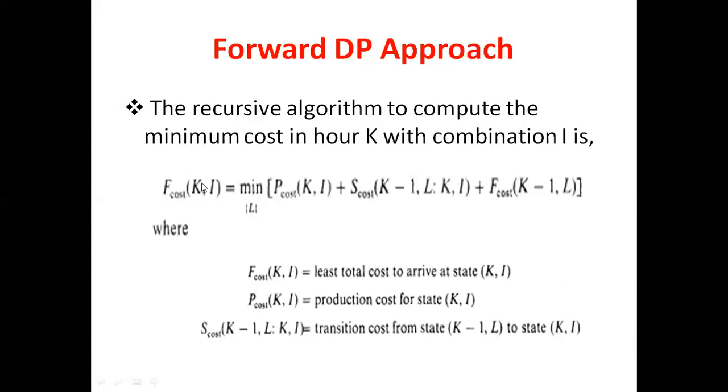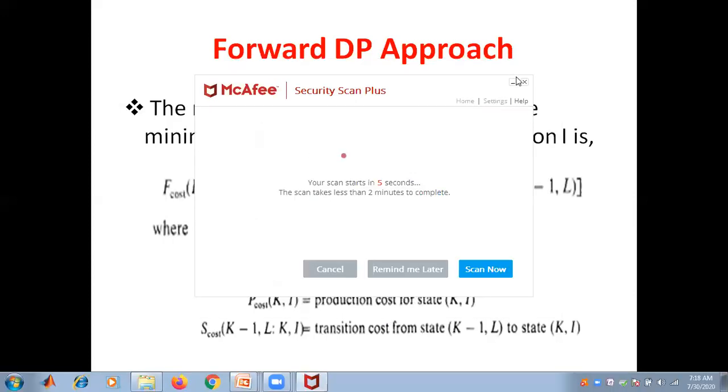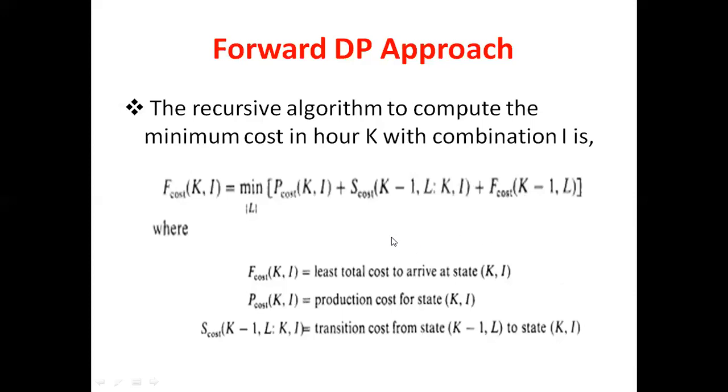K stands for the hour, at which hour, and I stands for the state or the combination that we will give. P cost Ki is the production cost for the state Ki, in hour K, and I is the combination.